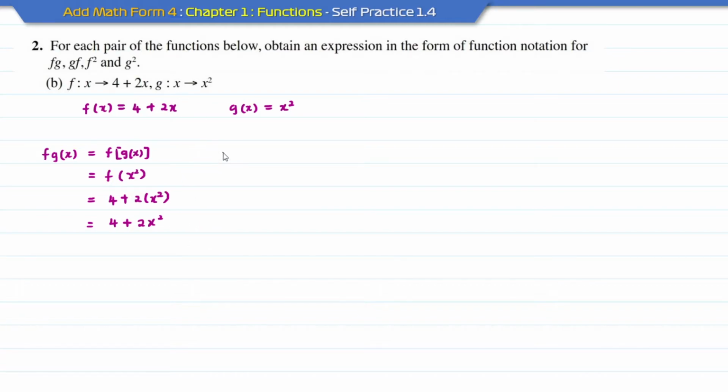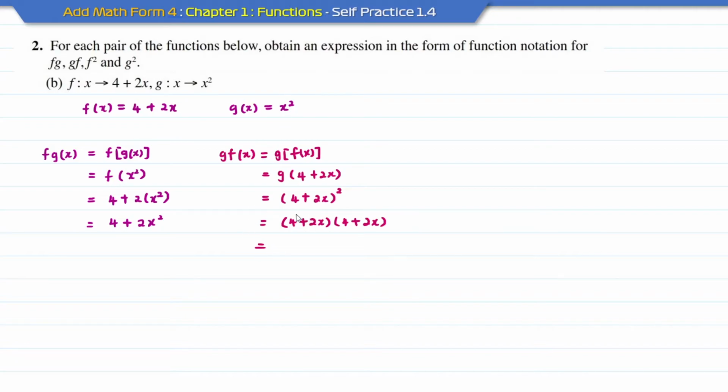For the composite function gf(x), we're going to insert the function f into the function g. So f(x) is 4 plus 2x. This is the one that we're going to insert into our function g here. So we are going to get something like this: 4 plus 2x bracket with a square. This means we have two brackets of this. Then in order for us to solve it, we need to do the expansions.